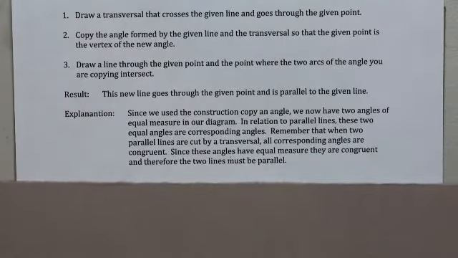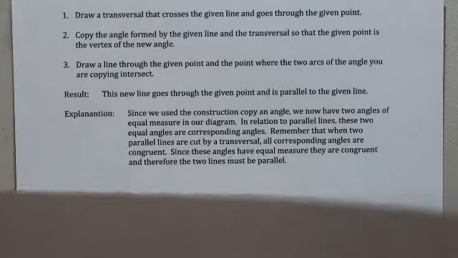And then we have an explanation. Since we use the construction copy an angle, we now have 2 angles of equal measure in our diagram. In relation to parallel lines, these two equal angles are corresponding angles. Remember that when 2 parallel lines are cut by a transversal, all corresponding angles are congruent. Since these angles have equal measure, they are congruent, and therefore the 2 lines must be parallel.